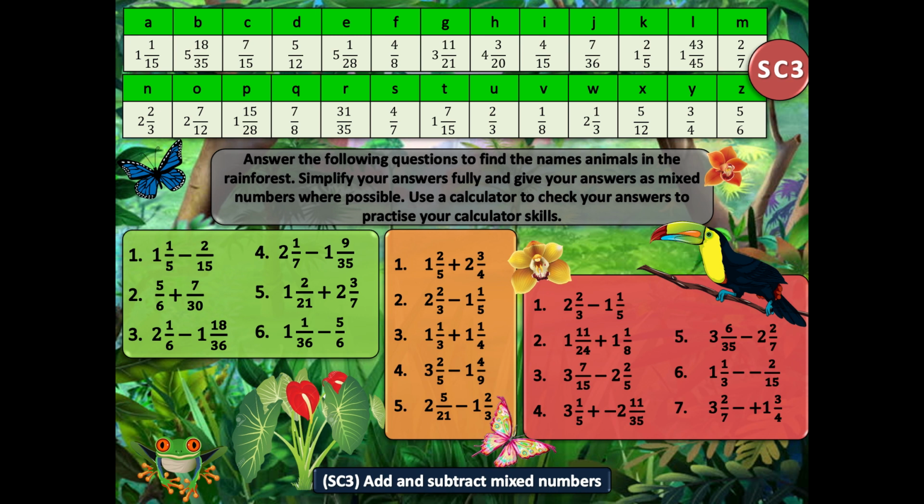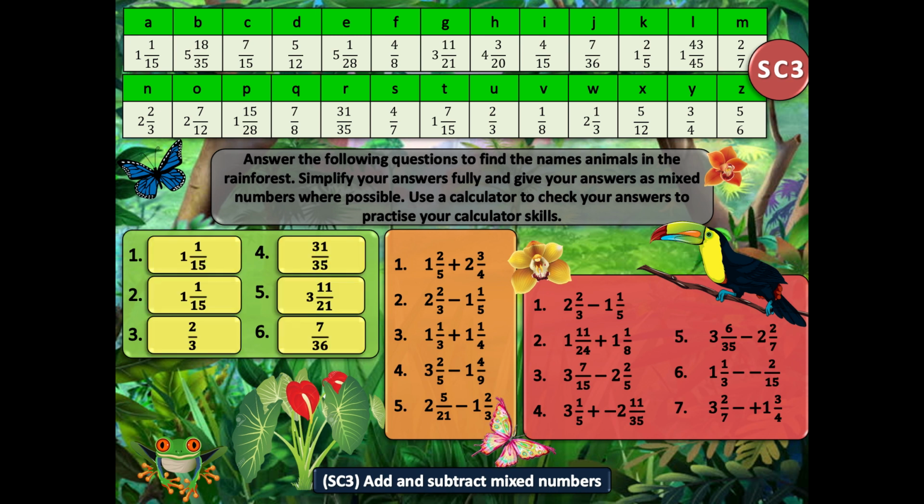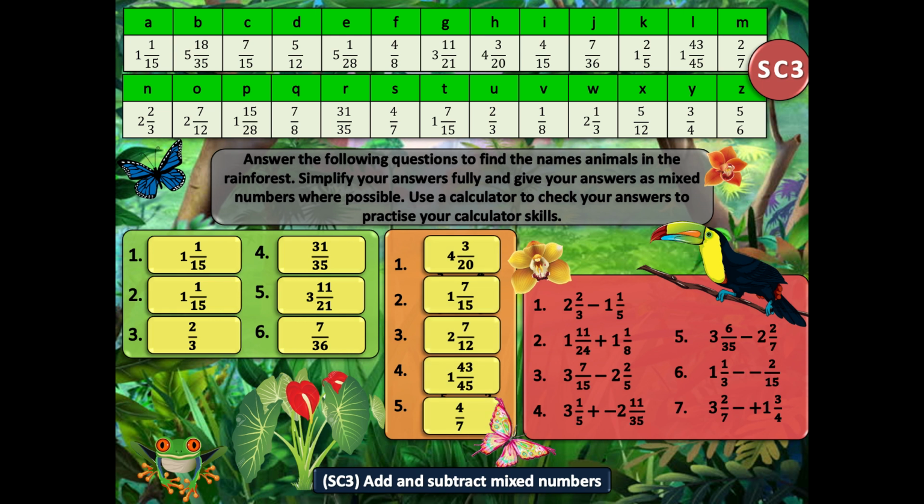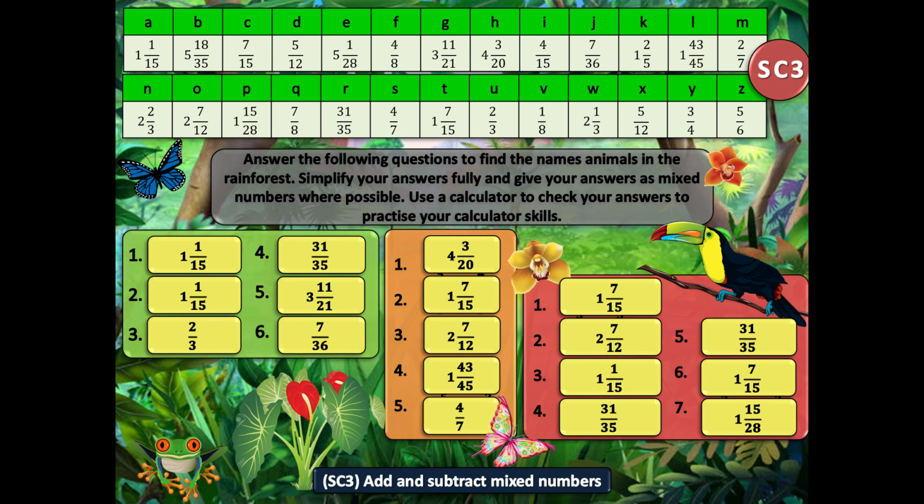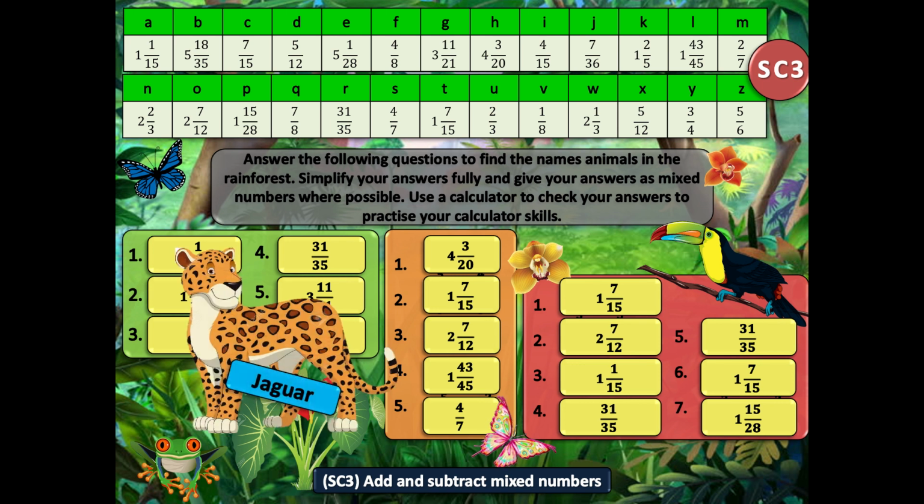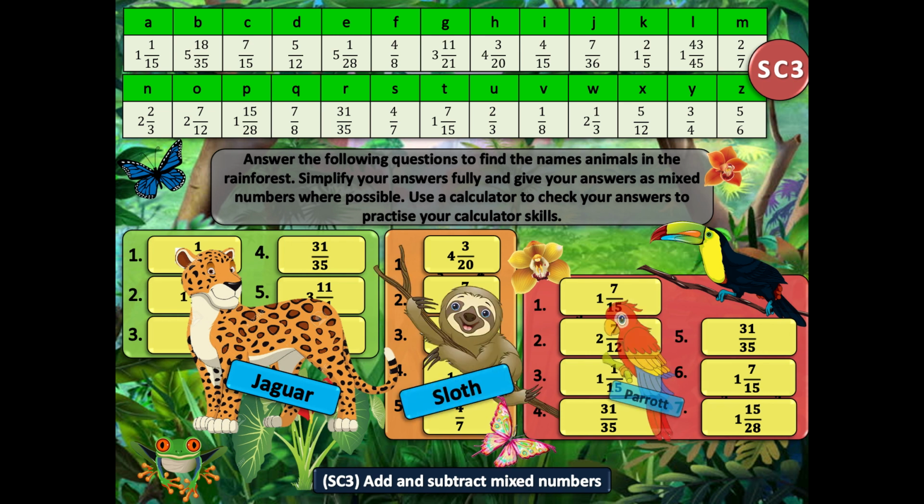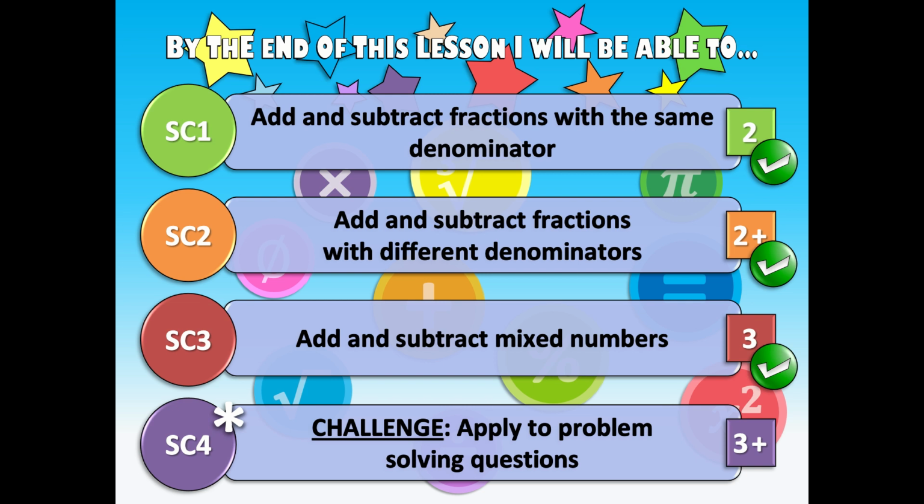Here are your answers. So there's your green answers, there's your amber answers, and there's your red answers. So the greens made jaguar, the ambers made sloth, and the reds made parrot. So now we've completed success criteria 3, so we're going to move on to number 4, and this is to apply to problem solving questions.